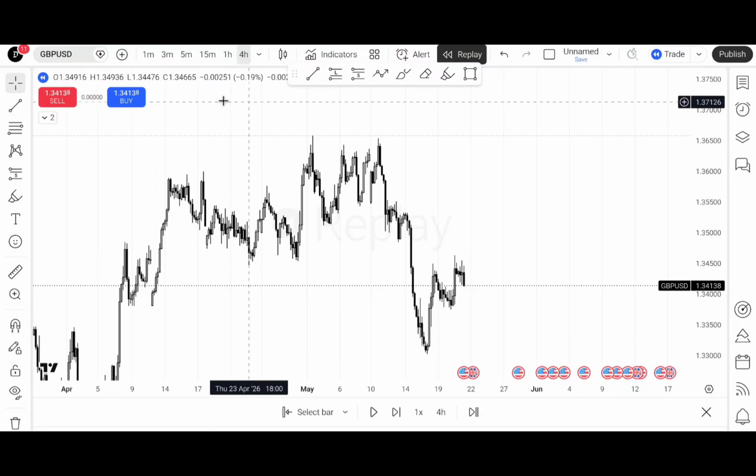So these are the time frames I trade. I trade 4 hours, I trade 1 hour, I trade 15 minutes, 5, 3 and 1 minute. You understand? These time frames have their various jobs. They are not doing the same thing, they are doing different things.